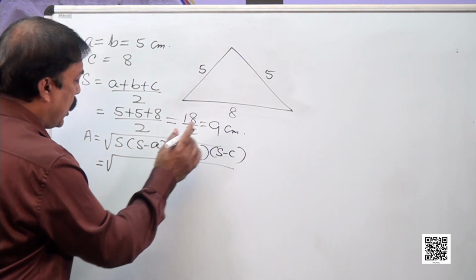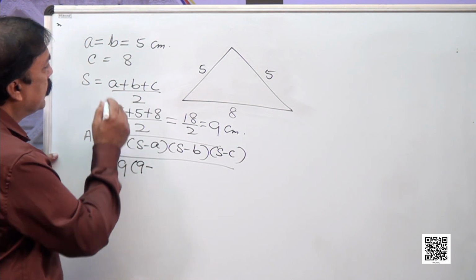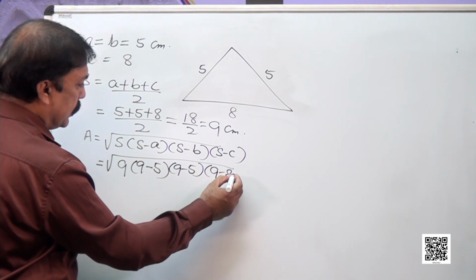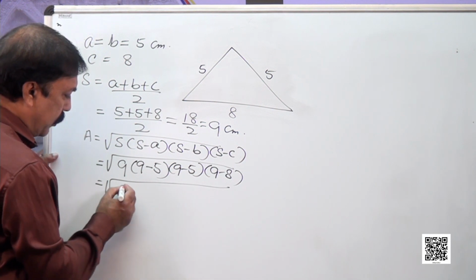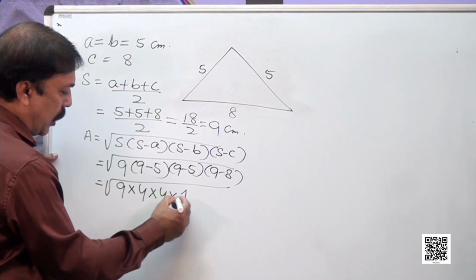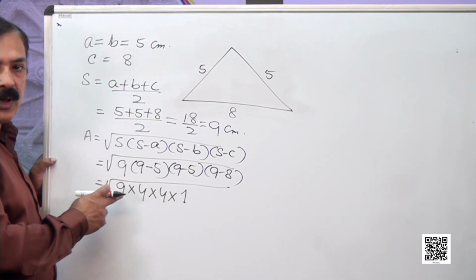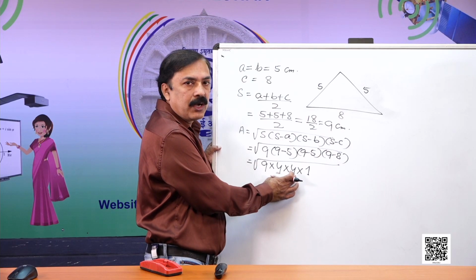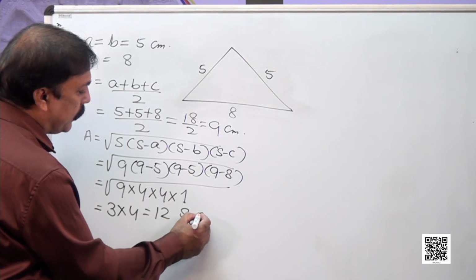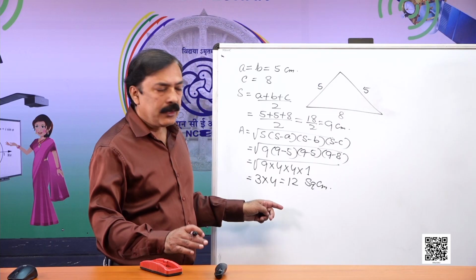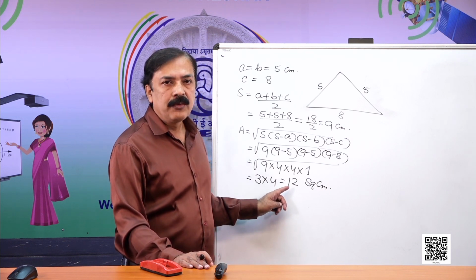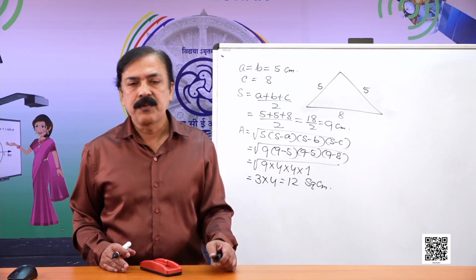S equal to here 9. So 9 minus 5, again 9 minus 5 and 9 minus 8. This gives square root of 9 into 4 into 4 into (9 minus 8 is 1). You see square root of 9 is 3 and square root of 4 into 4 is 4. So we can say 3 into 4, that is 12 square centimeter. As earlier we had the area as 12 square centimeter. So here also by using Heron's formula we got the same result. Now let's see another problem.